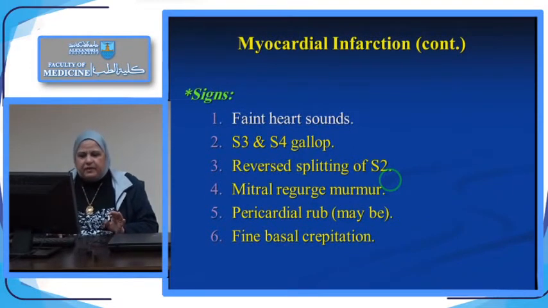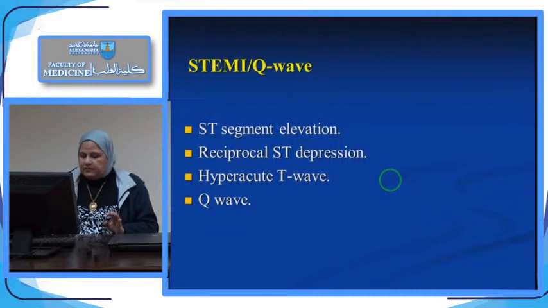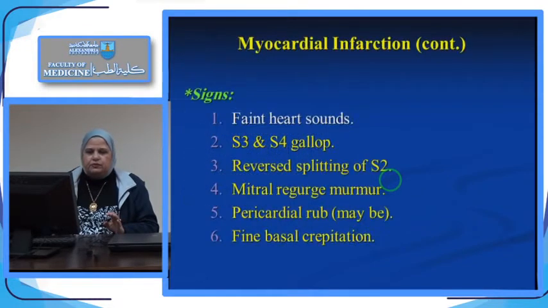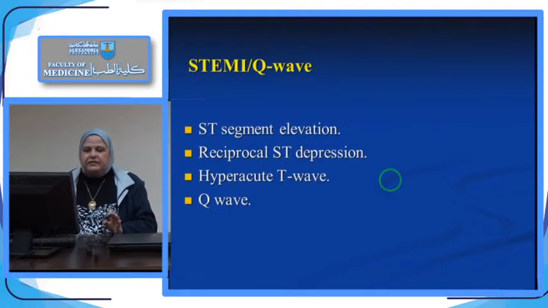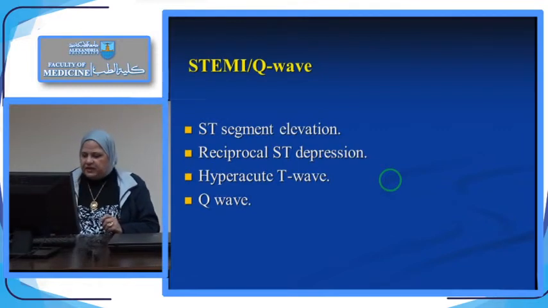Signs of MI may be a faint heart sound, or may be normal. The MI may present with normal signs, but may be associated with changes in the heart sounds S1, S2, abnormal heart sounds S3, S4, and may present with some murmur like mitral regurgitation or pericarditis if associated, and fine basal crackles if associated with left heart failure. ST elevation MI.